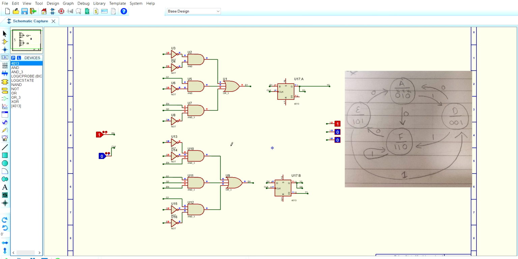This is done by a Moore state machine because our output is only dependent on our last state. Last state here being our memory state block here. So the outputs are connected back to the inputs of our next state logic.